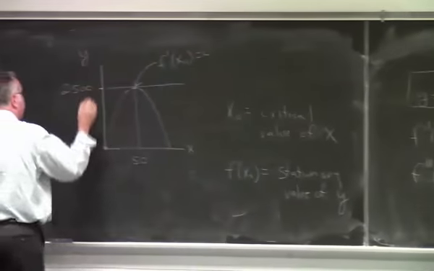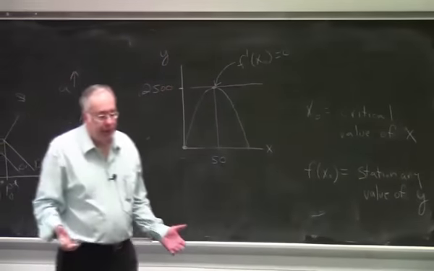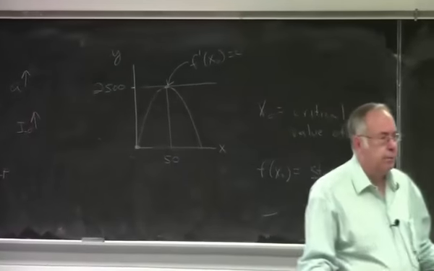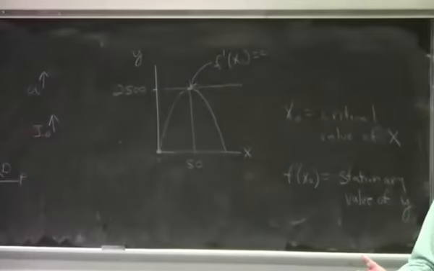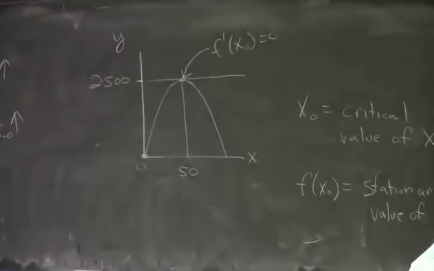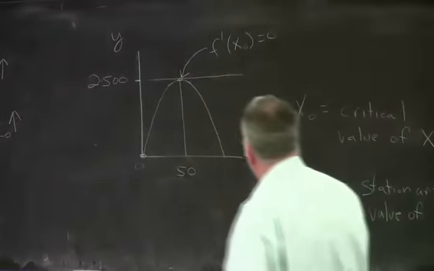And in this particular case, this 2,500 is also, what is it in this case? It's pretty obvious from looking at the graph. Yeah, it's also the maximum value of the function.